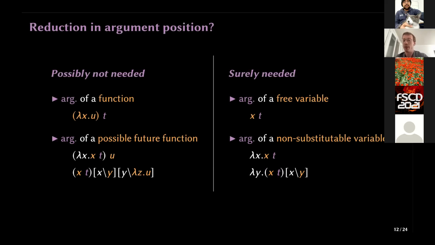On the other hand, if you take, for instance, the application of a free variable x to some term t, the free variable does not reference anything. It will not be substituted. It is here forever. And so the argument t will also be there forever. So it can, and even should, be reduced if we want to compute a normal form. And this, again, is not only for a free variable, but for any variable for which you can determine that it will not be substituted by anything.